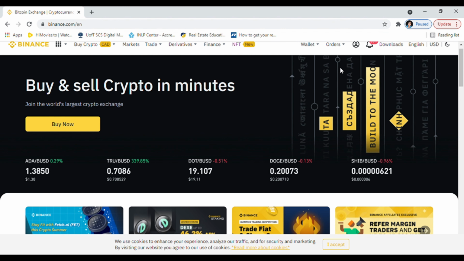Now, when you create a Binance account, you are limited by certain things until you get verified. So you want to make sure that you get verified so that you can benefit from all the things that Binance has. And it's really easy to get verified. You just need to verify your address and your ID. I believe that's pretty much it.